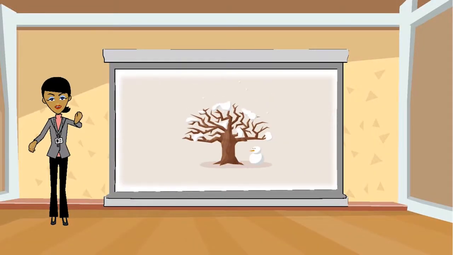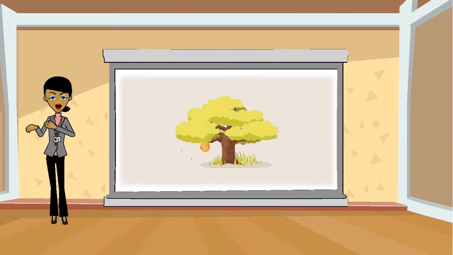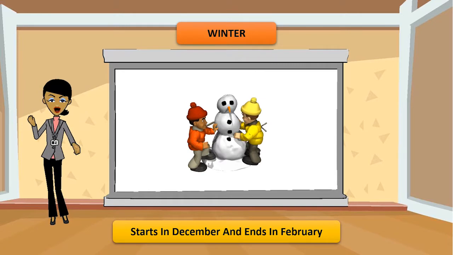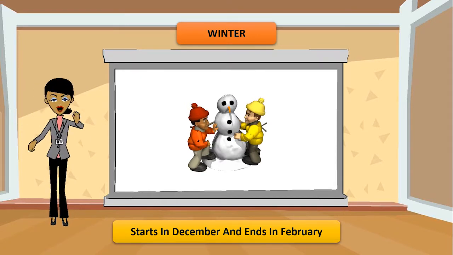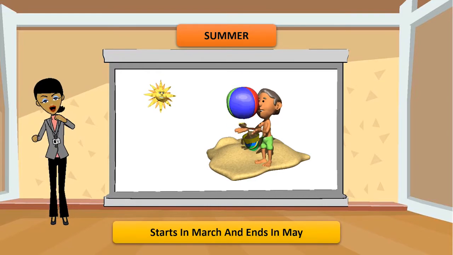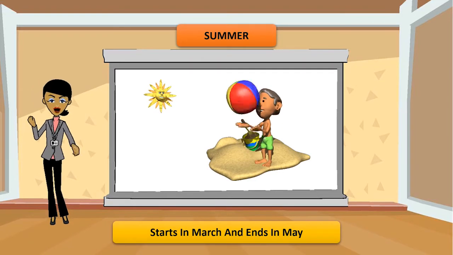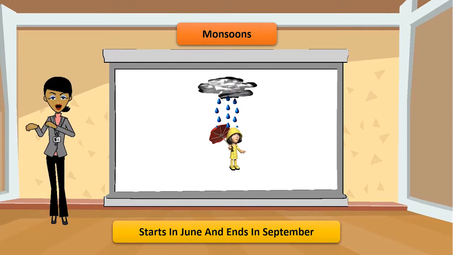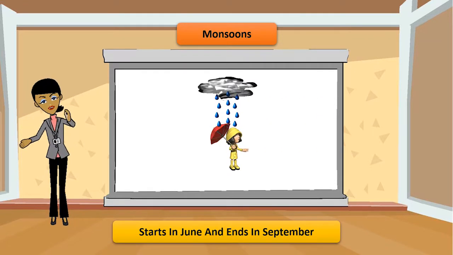So, let's start with weather and climate. The words weather and climate may seem similar in meaning, but actually they are quite different. Weather is the condition of the atmosphere over an area for a short period of time, whereas climate is the sum total of weather conditions and variations of a large area over a longer period of time.